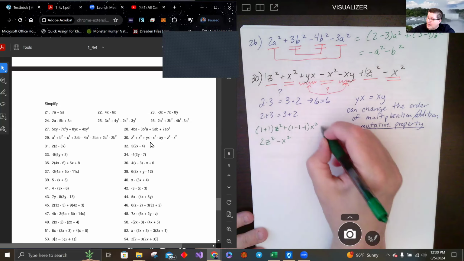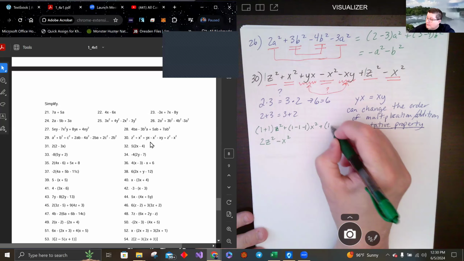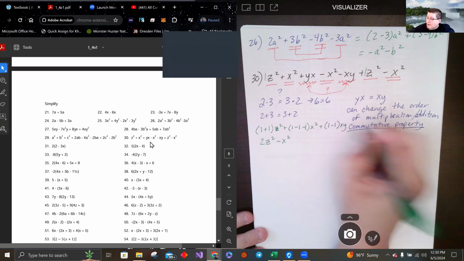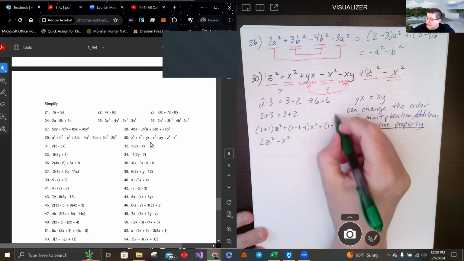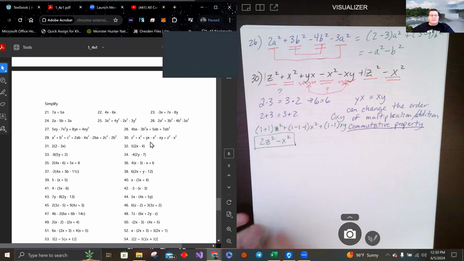And then I have, these are the same. So I've got a positive 1 and a negative 1, which is 0. 0xy, we don't even need to write. That's what that simplifies to.